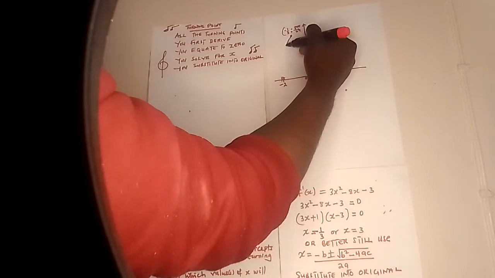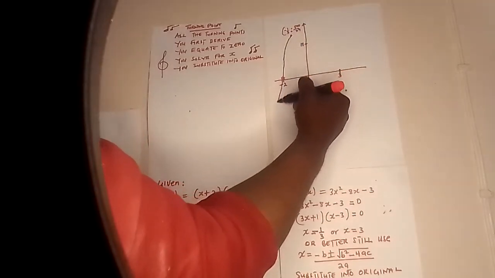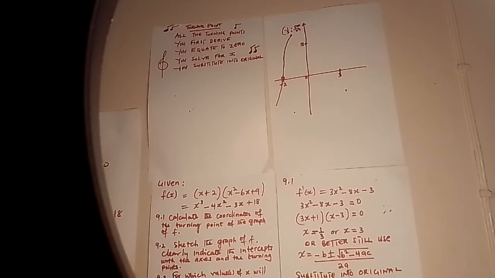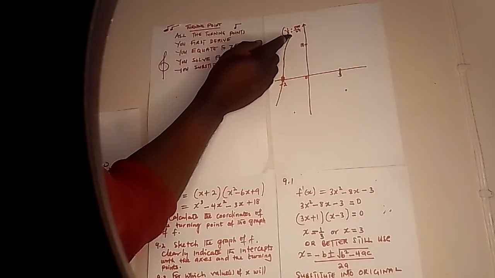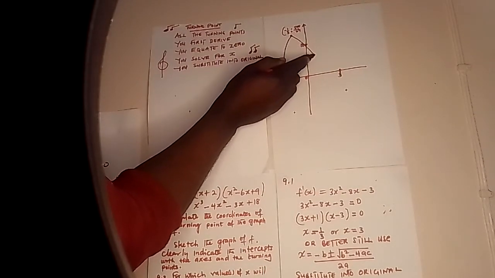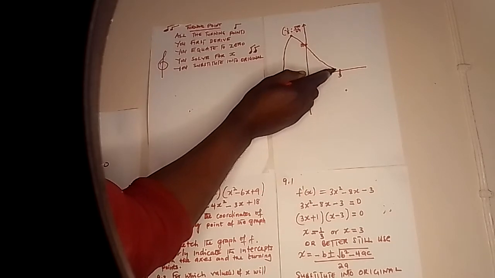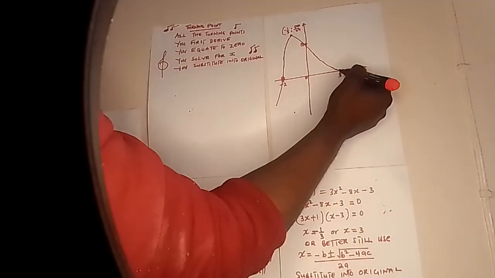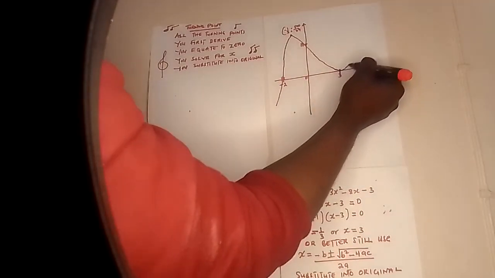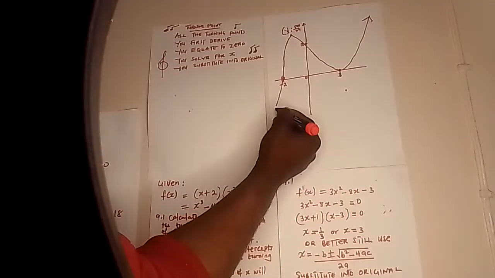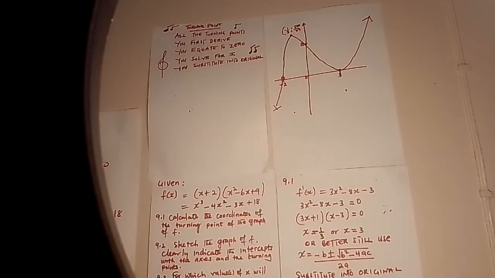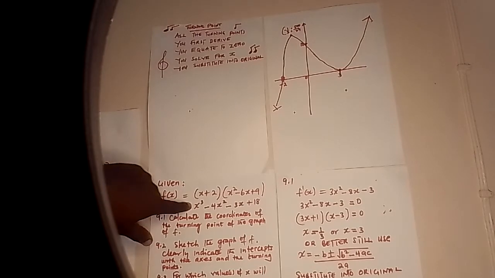So when we say turn, you don't go on, you turn, and that is the turning. So here you are going to turn and pass through the y-intercept and come here to the 3. When you are on the 3, it is also a turning point. So you turn and you go up. Remember in the question, the coefficient of x cubed is positive 1.